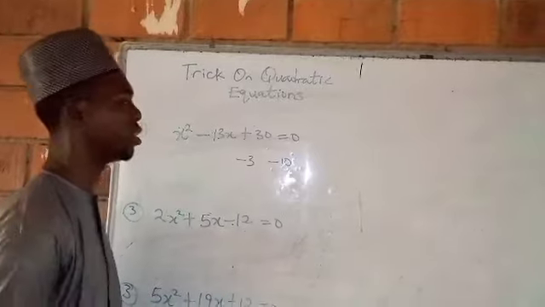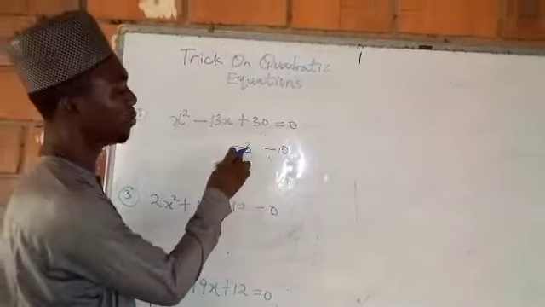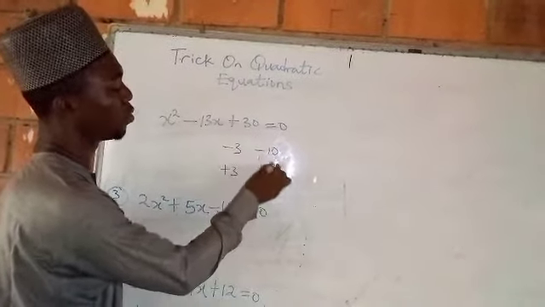When you get your two factors, you have just one or two things to do to get your final answer. First thing is change the sign of the two factors. This is minus 3, it turns to plus 3. This is minus 10, it turns to plus 10.